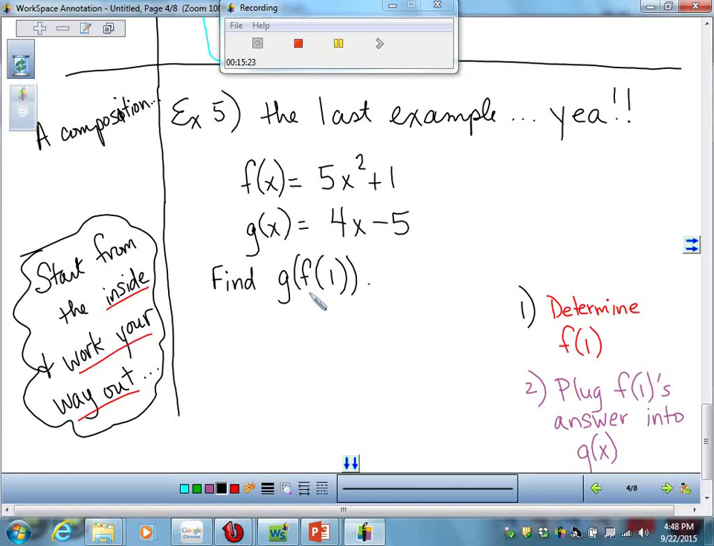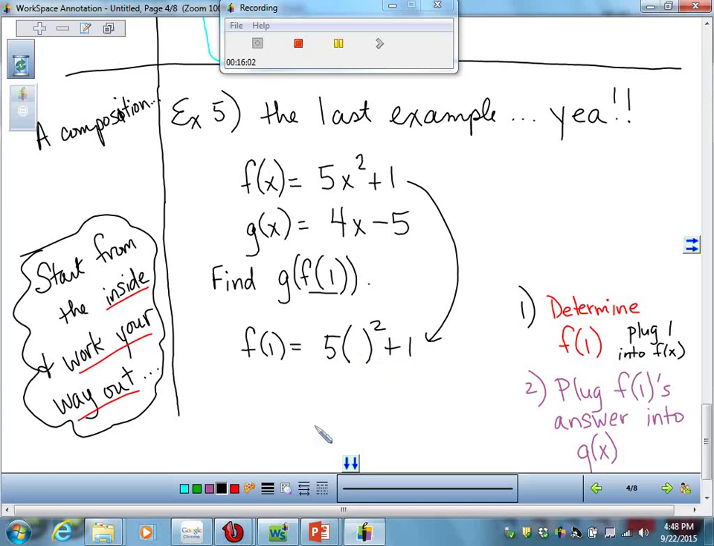So we're going to start with f of 1. So step 1 is determine what f of 1 is. So we're going to take 1 and plug it into f of x and simplify and see what you get. So let's go ahead and do that. So f of 1 is equal to, bringing this function down here, 5, take out your x, square whatever you're plugging in, and then add 1.